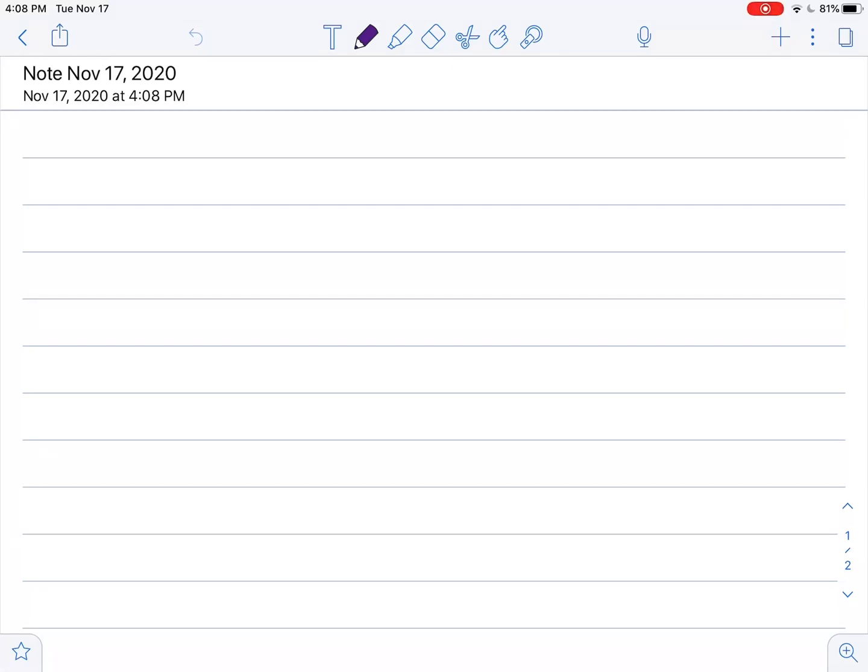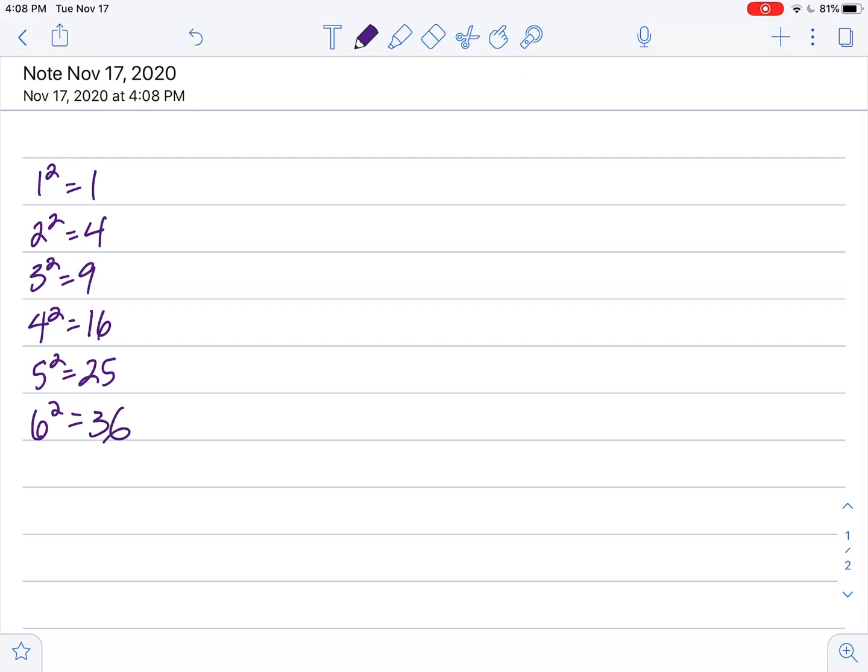Okay, so the first thing that you're going to want to do is list all of your perfect squares. So here's how we do perfect squares. 1 squared is 1. 2 squared is 4. 3 squared is 9. 4 squared is 16.